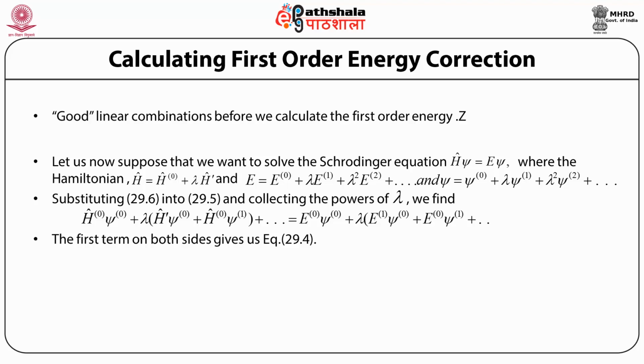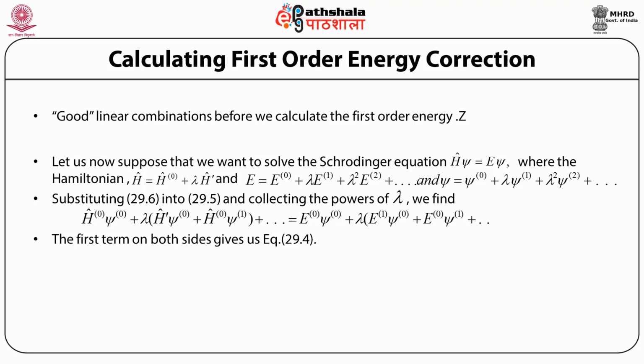Hamiltonian H equals H0 plus lambda H prime, and E equals E0 plus lambda E1 plus lambda square E2 and so on, and psi equals psi 0 plus lambda into psi 1 plus lambda square into psi 2 plus so on.